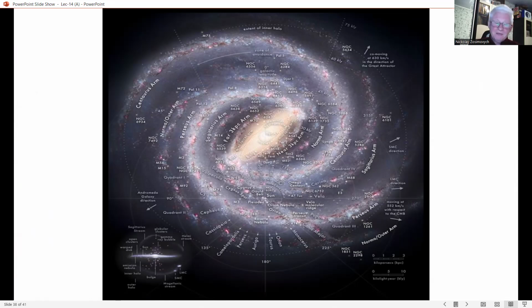And second, this estimate of the mass includes only the mass inside the Sun's orbit. Mass spread uniformly outside the Sun's orbit will not affect its orbital motion. And thus, 100 billion solar masses is a lower limit for the mass of the galaxy. But no one knows exactly how much mass lies outside the Sun's orbit.